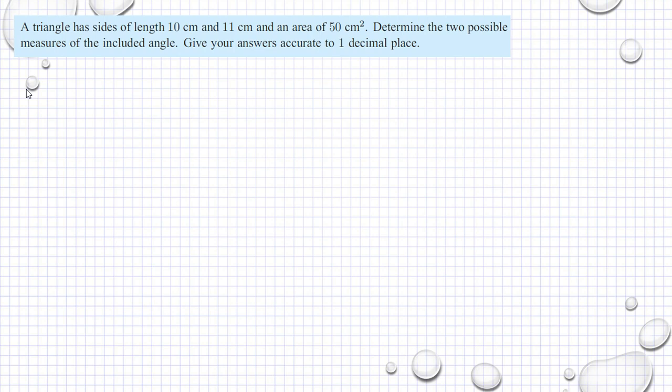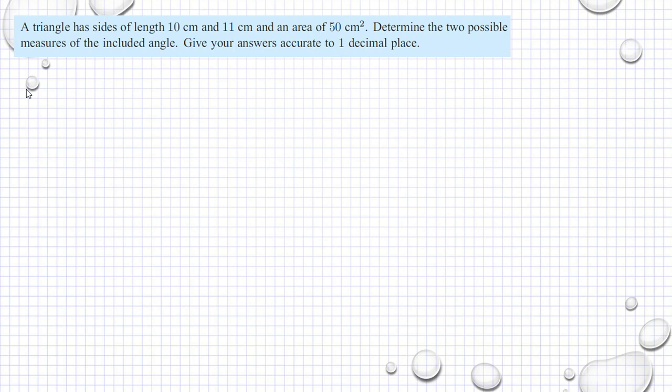Let's take a look at this example. A triangle has sides of length 10 centimeters and 11 centimeters and an area of 50 square centimeters. Determine the two possible measures of the included angle. Give your answers accurate to 1 decimal place.